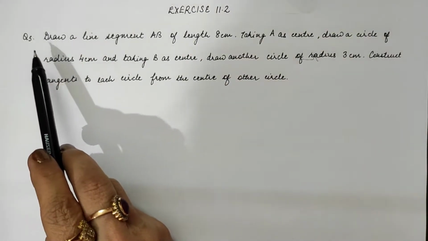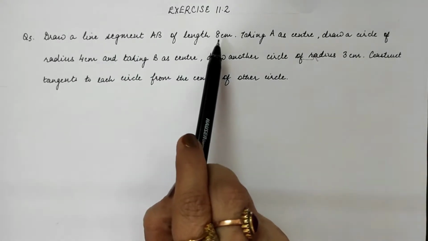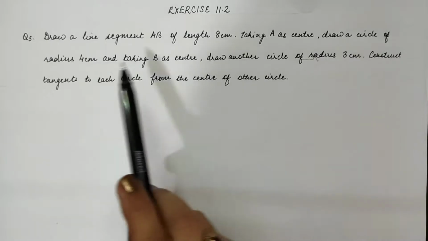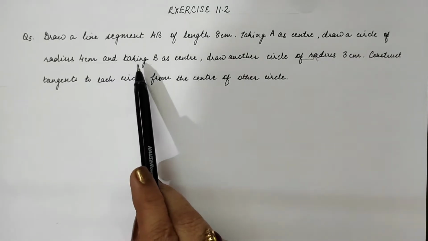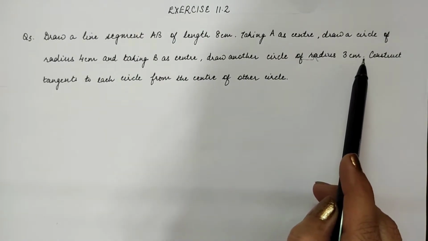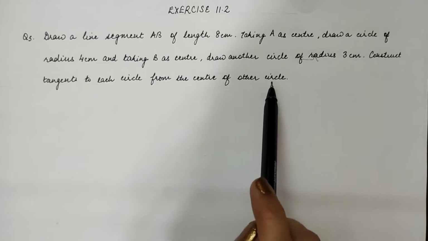We are doing the fifth question of exercise 11.2. Draw a line segment AB of length 8 centimeters. Take A as center. Draw a circle of radius 4 centimeters and taking B as center, draw another circle of radius 3 centimeters. Construct tangents to each circle from the center of the other circle.